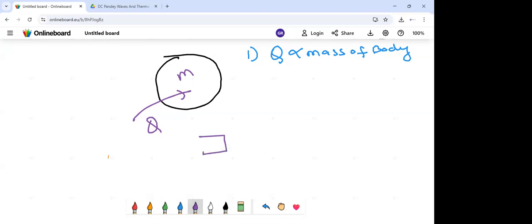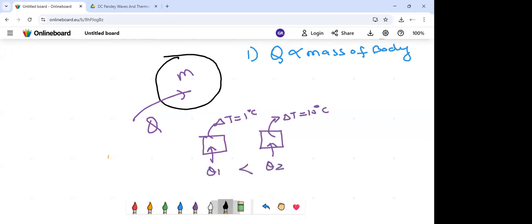Now, I have two bodies of same mass, same material. And one I have to rise only by 1 degree and the other I want to rise by 10 degrees, which will require more heat? The second one, with 10 degrees delta T. Actually, the one with more rise in temperature.